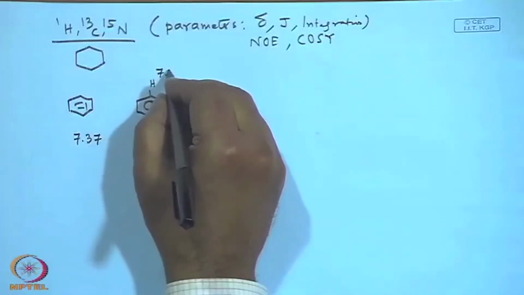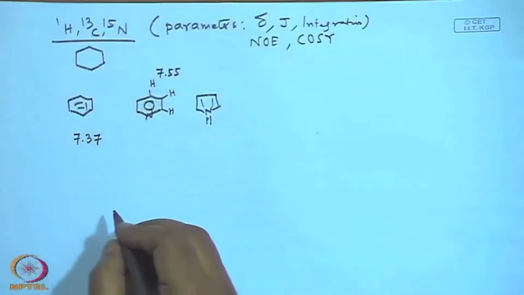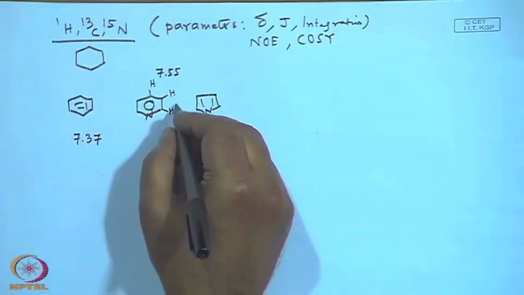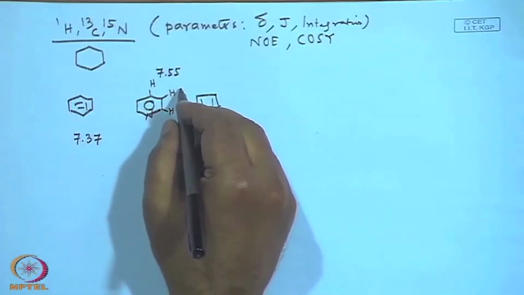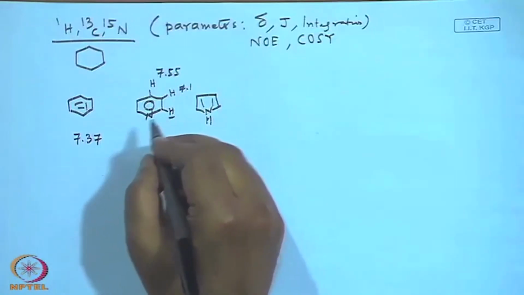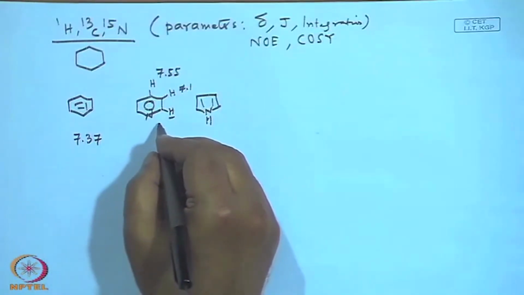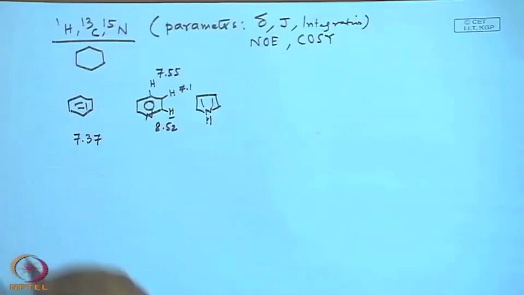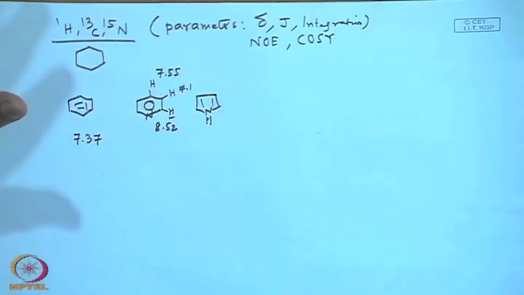In fact, in this case you can see this one is 7.55 and this one is pretty close to benzene, it is 7.1, but the one that is alpha to the nitrogen is 8.52. So, that means you do not have to remember the values, you just look for a signal which will be appearing at a higher delta value.